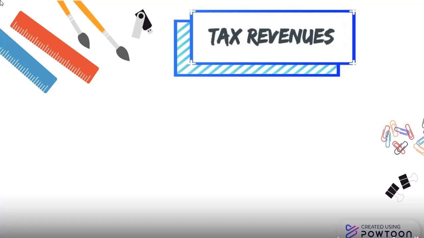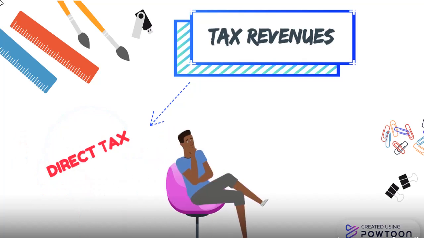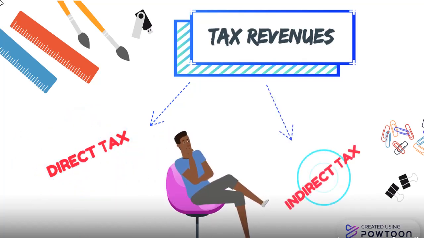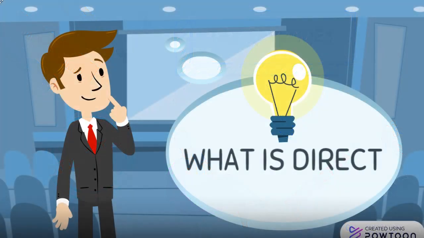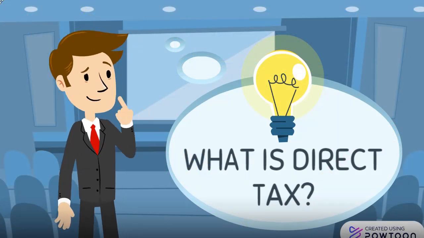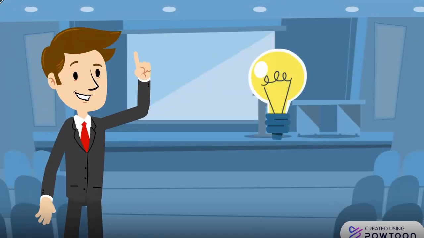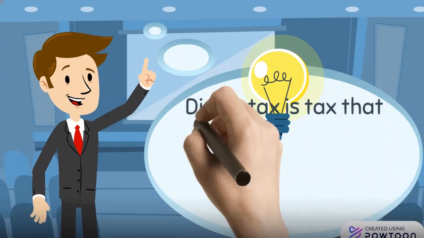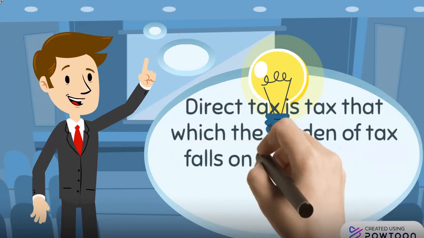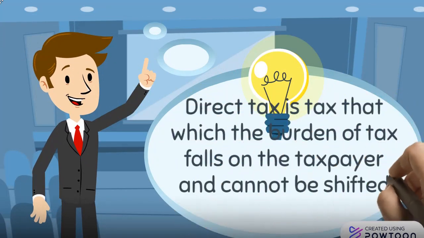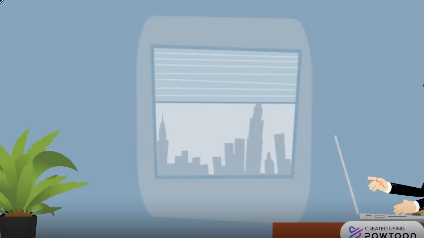Now let's proceed to the tax revenue. There are two types of tax revenue. First is direct tax and the second one is indirect tax. What is direct tax? Direct tax is tax in which the burden of tax falls on the taxpayer and cannot be shifted to someone else.